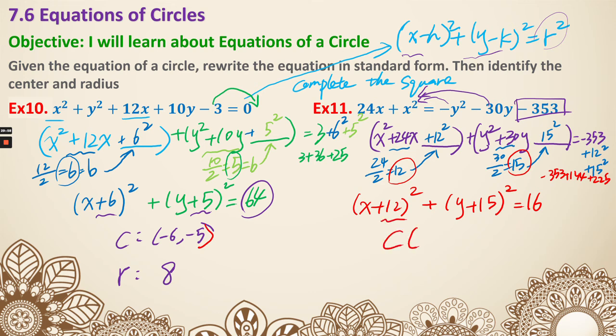So my center is the opposite of this number and this number, so -12, -15. As for the radius, the square root of 16, which is 4. That is number 11.